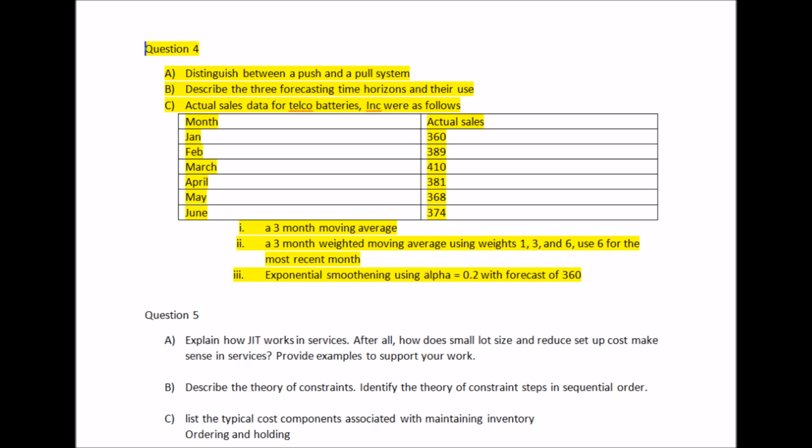So we've got a forecast for January of 360. So what's the first period that we can forecast? What's the first month that we can forecast? February. Very good. Why February? Because for January we don't have any previous data. That's it. Very good. So your forecast won't be able to start until February. Everybody okay with that?